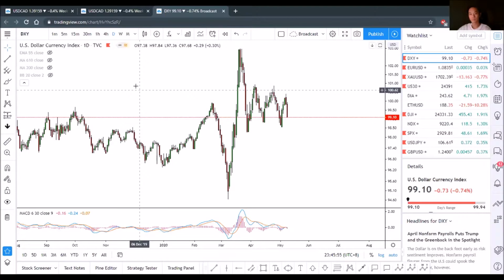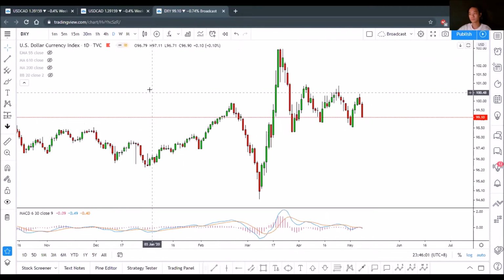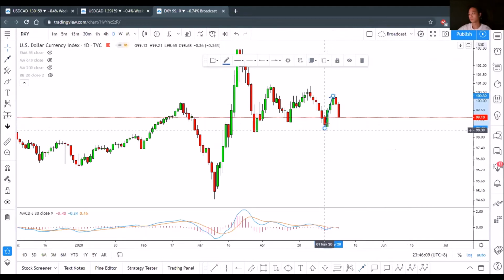So let me just share my screen. Okay, so this is the dollar index, and this is the day chart. Now, in the day charts, what we are seeing is that last week, the price came up. Okay, it actually came up from the bottom of this entire range.